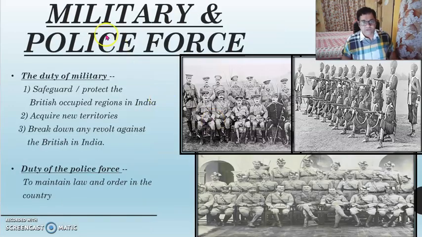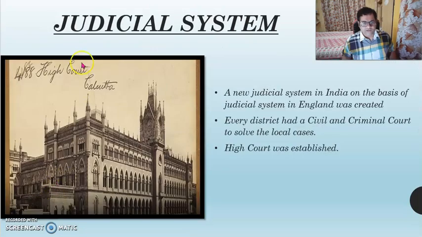Next, military and police force. This is the military. You can see the picture, and this is the police force. The duty of the military: safeguard or protect the British occupied regions in India, acquire new territories, break down any revolt against the British in India. Duty of the police force: to maintain law and order in the country. Lastly, judicial system. This is the High Court in Calcutta. A new judicial system was created in India on the basis of the judicial system in England.